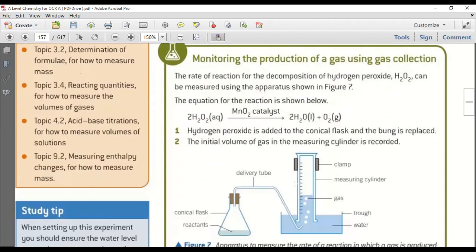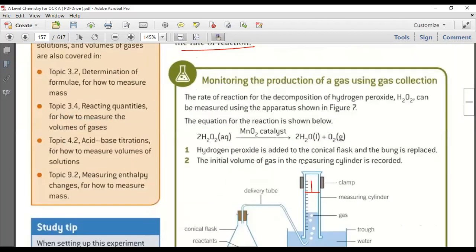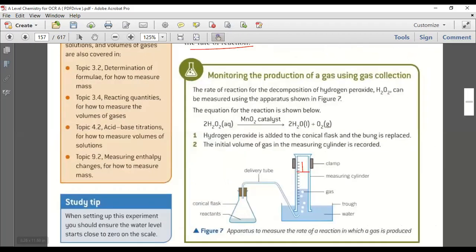No, it's fine. So you can see this: monitoring the production of gas using a gas collection method. This is known as the downward displacement method. In this reaction, gas is produced in the form of bubbles. Initially, it was like this. As the gas is produced, it will push the water down, and hence now this much amount of gas is there. Clear?